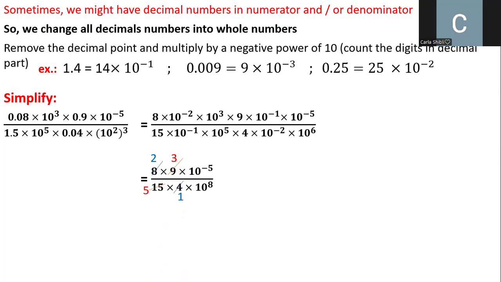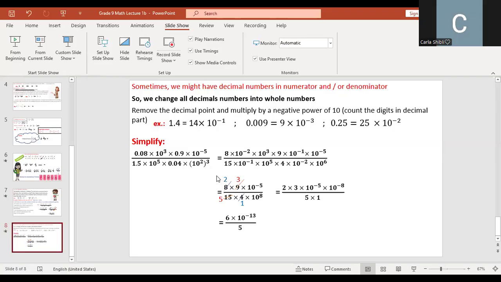Now 10 to the power negative 5 over 10 to the power 8. Here, if I bring the 10 to the power 8 up, it becomes 10 to the power minus 8. So minus 5 minus 8 is minus 13. This is our answer. Please practice these exercises. They are very, very important.